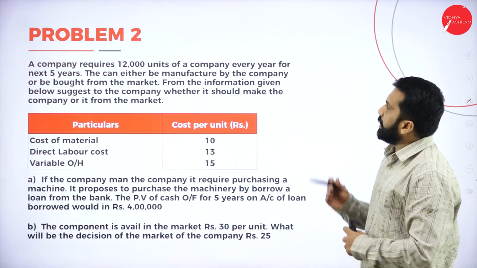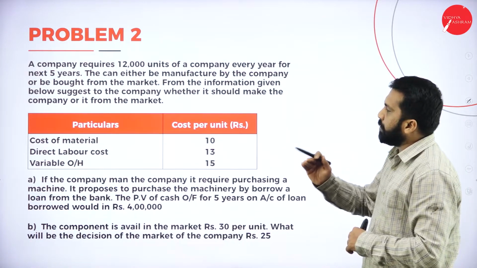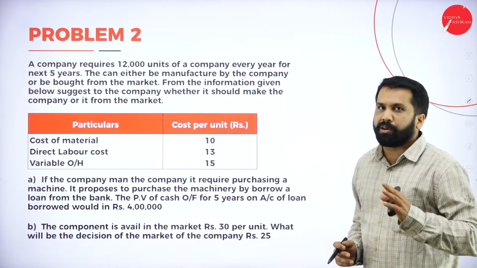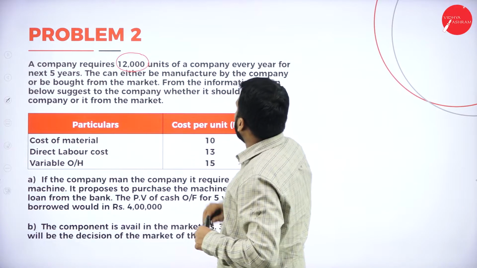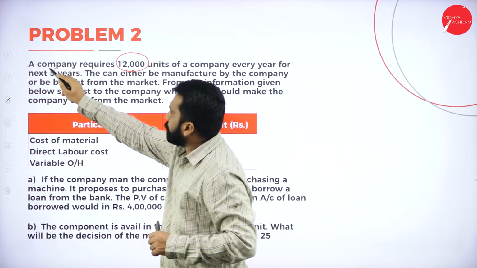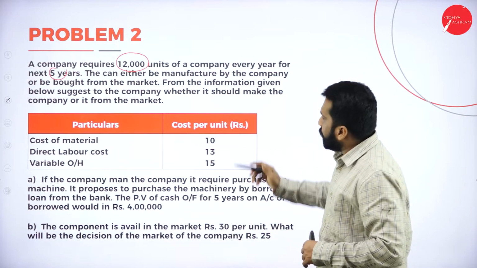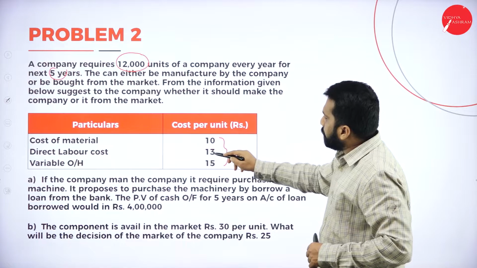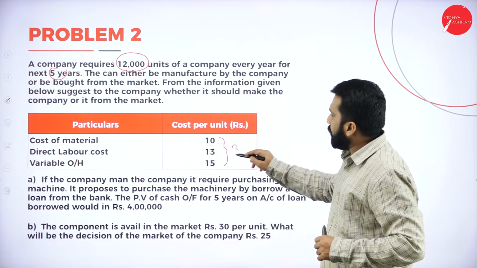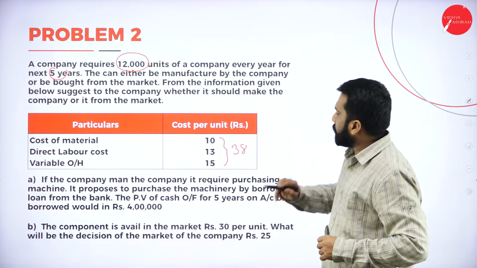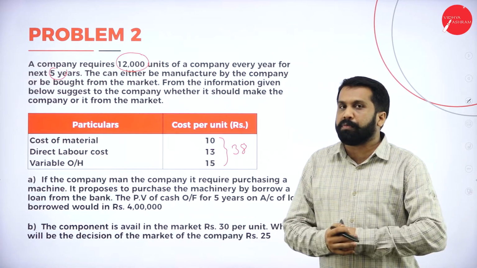Now, the next one, problem number 2. Don't spend much time on problems 2 and 3 because you understood the concept. How many units required? 12,000. Number of years is what? 5 years. And this information is there. And what is the normal cost? 10 plus 13, 23 plus 15, 38. Almost 38 rupees is the cost. Clear? Along with that, what will come?